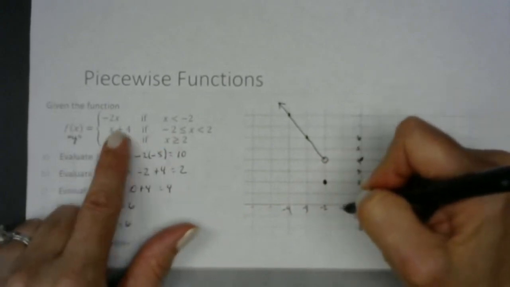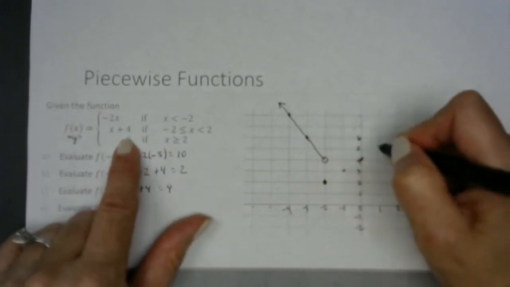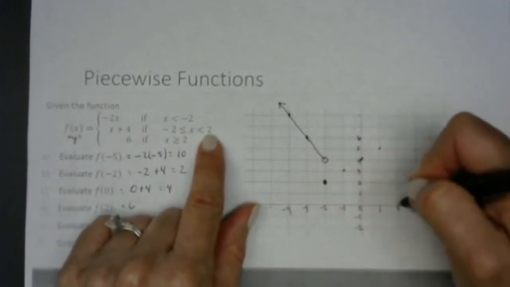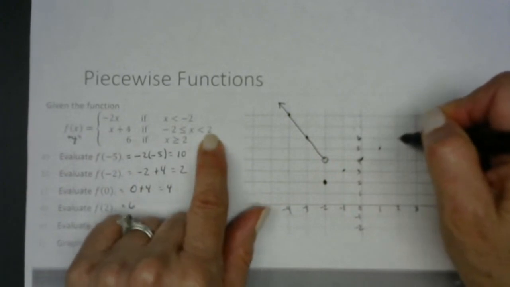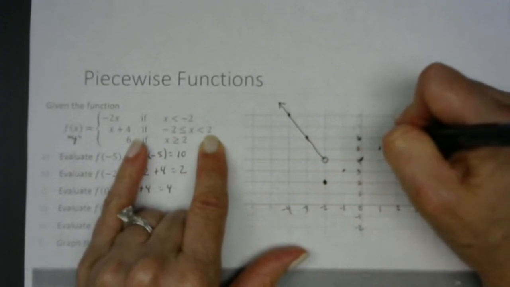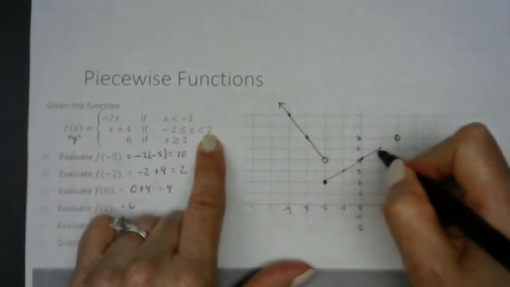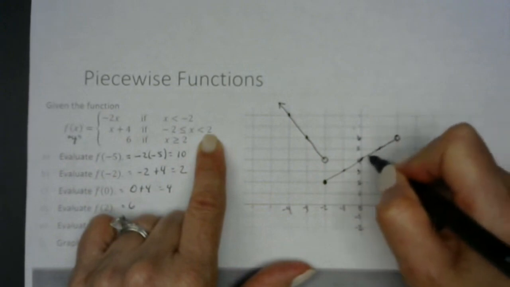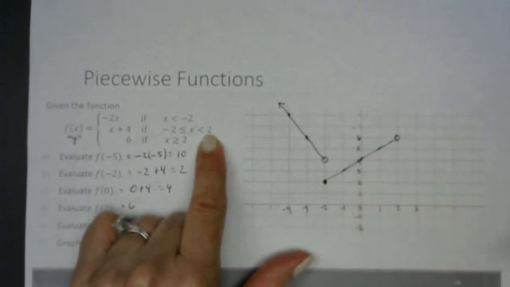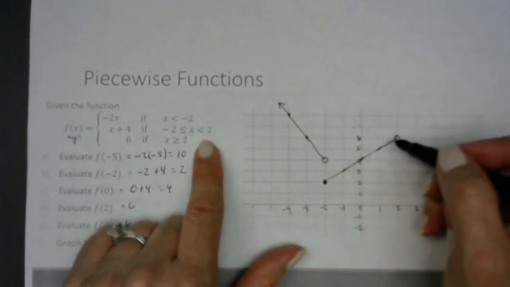What about -1? -1 plus 4 is 3. 1 is in there. 1 plus 4 is 5. 2 itself is not there, but everything close to 2 is, right? So 2 plus 4 is 6. I'm going to put an open circle at 6 to indicate everything close to it can be in there, but not the actual point that has the x coordinate of 2 on it. So there's my second interval.